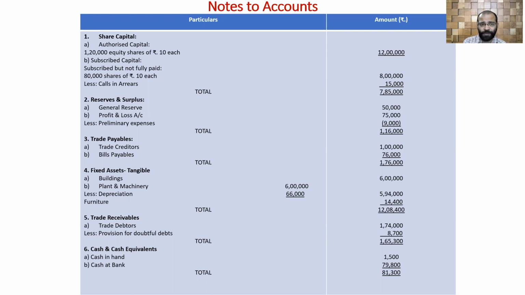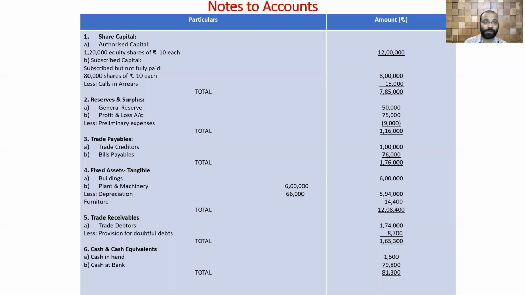Then the next one is trade payables. Under that we have creditor items and bills payable items. So two separate items, and we have to consolidate them. That's why we are taking it as a third note. So in that, 1 lakh plus 76, we get 1,76,000, which is again the total of trade payables. We'll be taking it into the balance sheet.